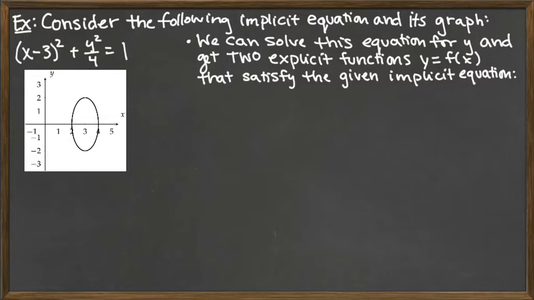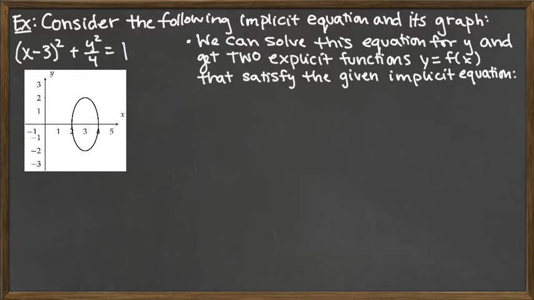So what we're going to do first is solve this equation. It's an implicit equation because the x's and the y's are all mixed together. We're going to solve this implicit equation and actually get two different explicit functions, y in terms of x. So what we're really doing is just taking this equation and isolating our variable y.